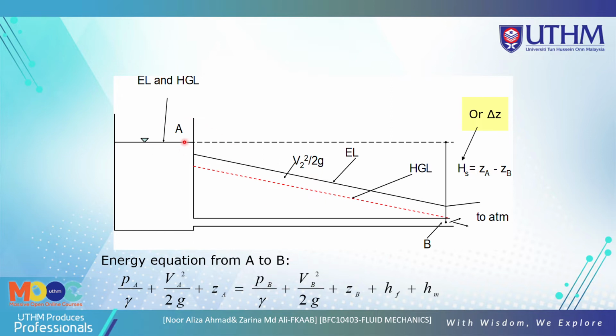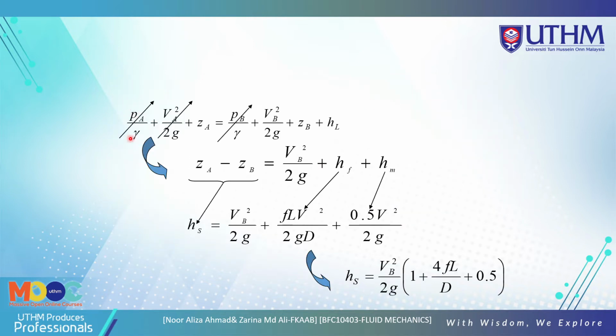A is open to the atmosphere and B is also open to the atmosphere. So PA, VA and PB are 0, because open to the atmosphere is also 0. So we get the 0 here. We just have ZA minus ZB equal to VB squared over 2G plus the HF plus HM, based on the HL here. ZA minus ZB is also the head, HS, meaning its height, from ZA to ZB.